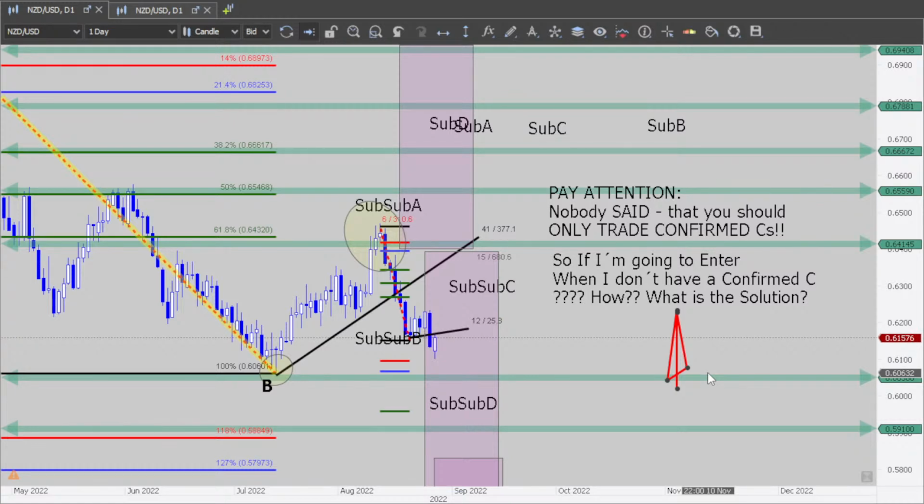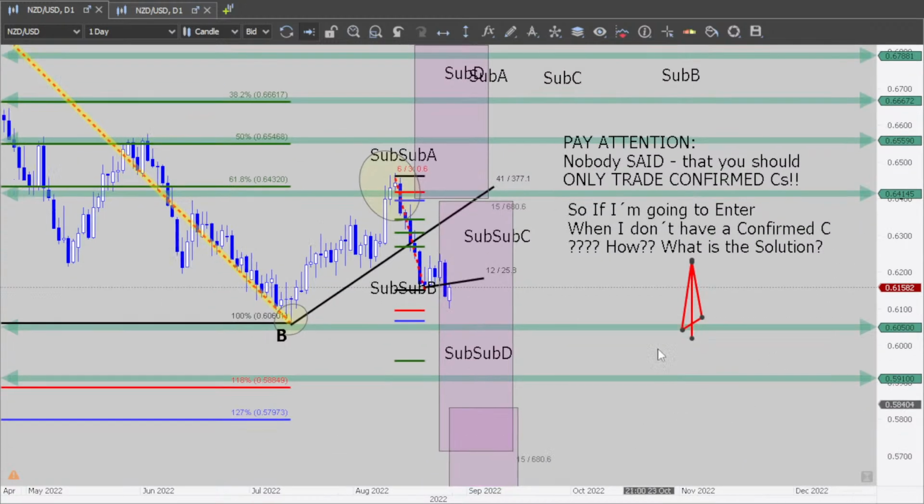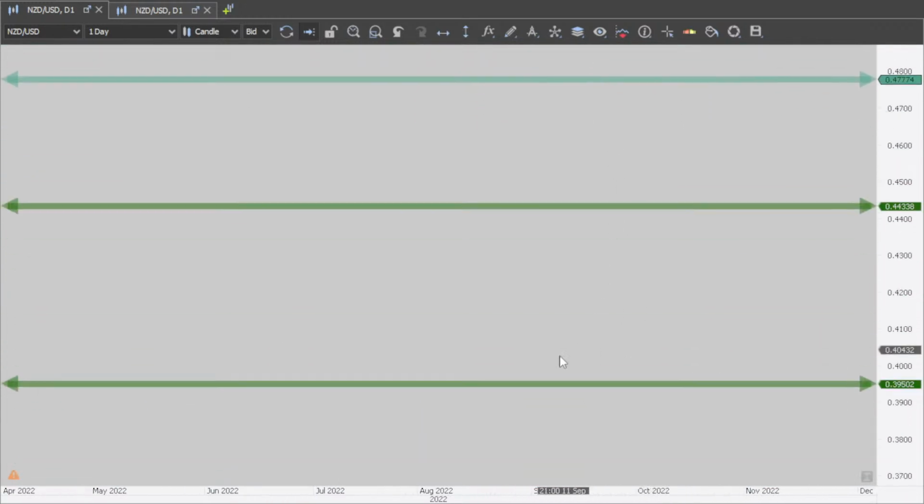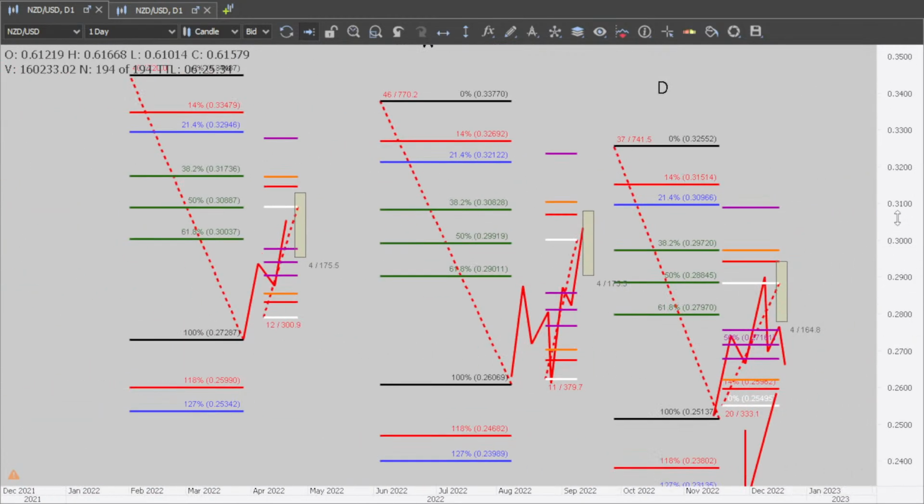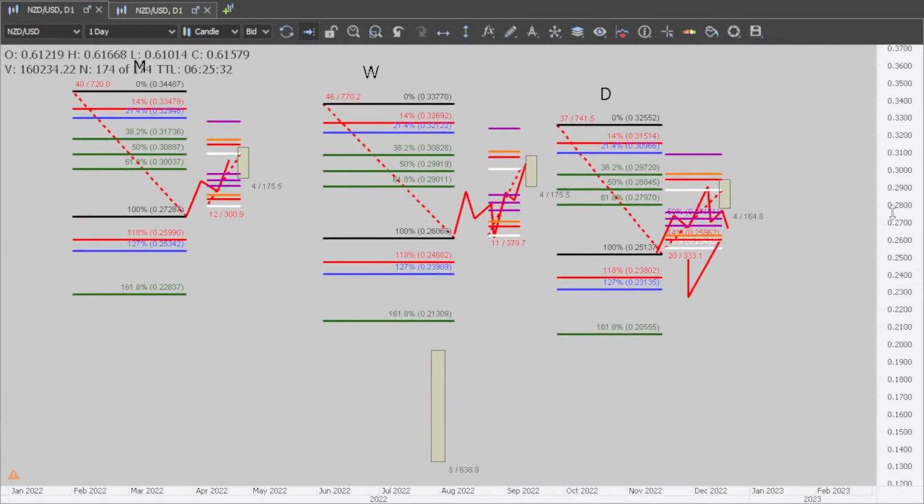Everybody, what's the difference? Placing of stop loss above the A? No. Great answer, but no. Everybody, let's make a poll. How many of you are staying out because you don't have a confirmed C? Type in the chat, I want to hear from you.